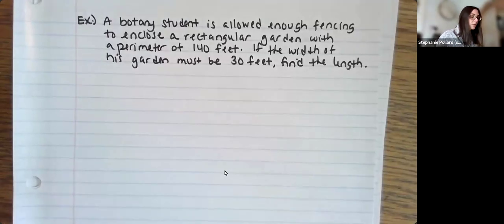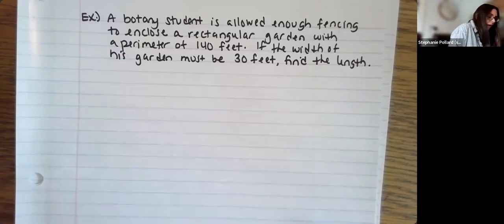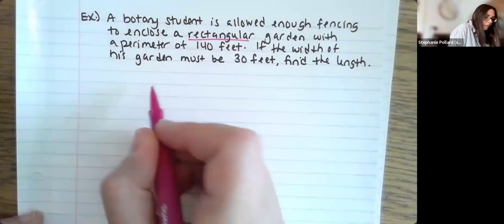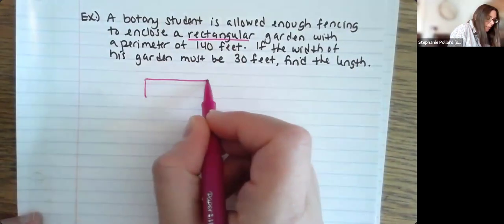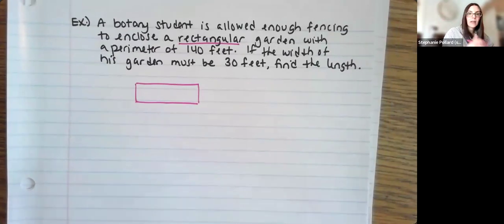All right. A botany student is allowed enough fencing to enclose a rectangular garden with a perimeter of 140 feet. If the width of his garden must be 30 feet, find the length. All right, so here we can see we have a rectangular garden. This is a great one to draw a picture. We're putting a fence around that garden, right? The perimeter is 140 feet.